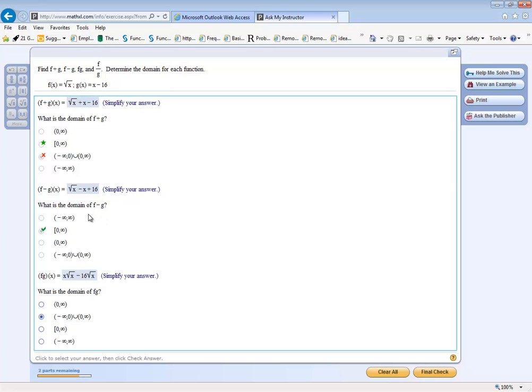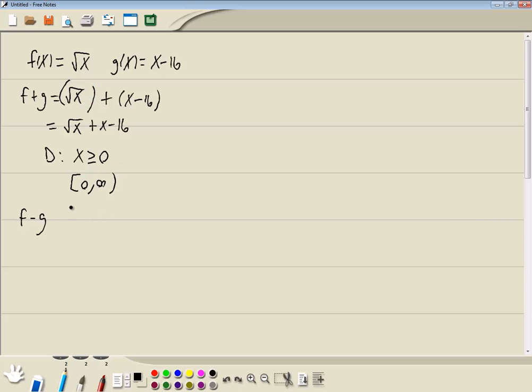Now, f minus g, this part right here, we're going to, again, put parentheses around each function and put a minus between them. Now remember, if you have a negative in front of your parentheses, that flips the sign of everything inside. So this is going to become the square root of x minus x plus 16.